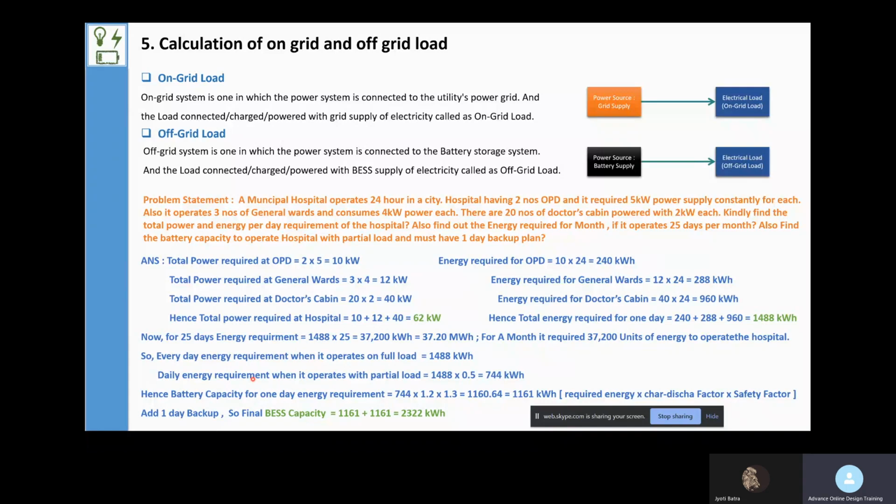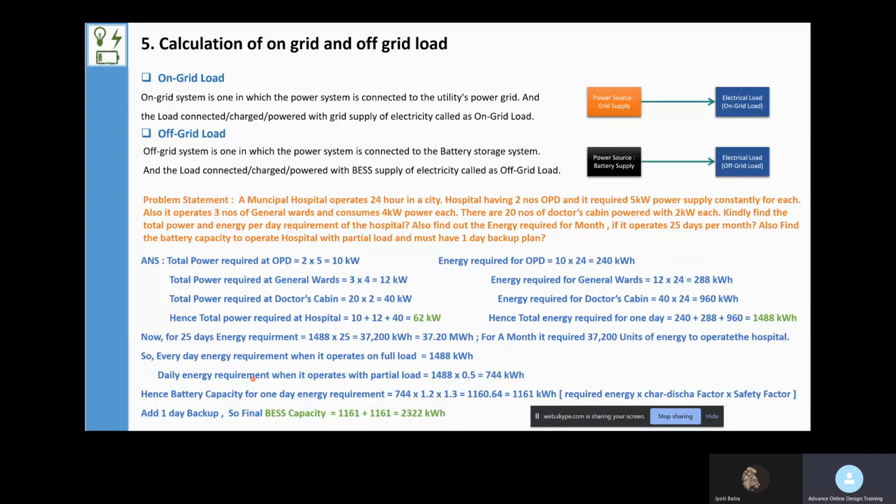So you never go towards zero. You will hold somewhere, let's say 20 or 30. If you are using a lead acid battery, it has a requirement: you cannot draw below 30% of its capacity. Otherwise, it hampers the performance later on. It hampers the life of the battery if you draw out the energy below 30%, in the lead acid.